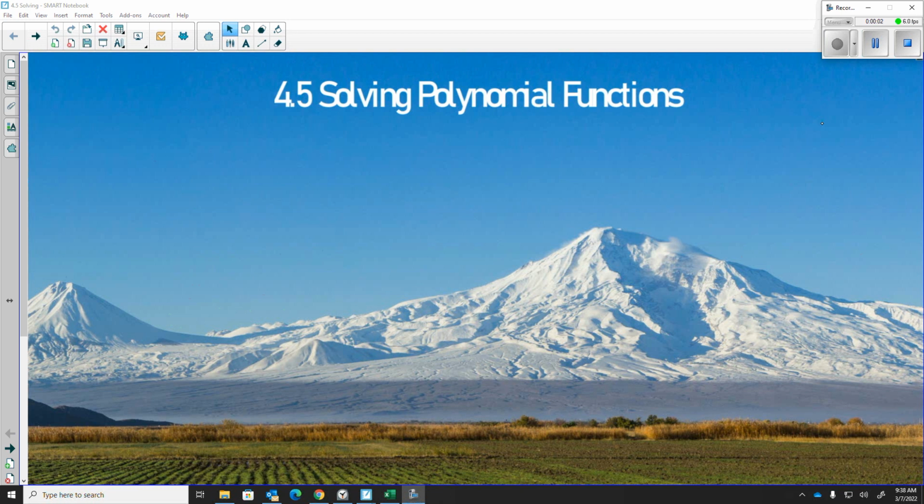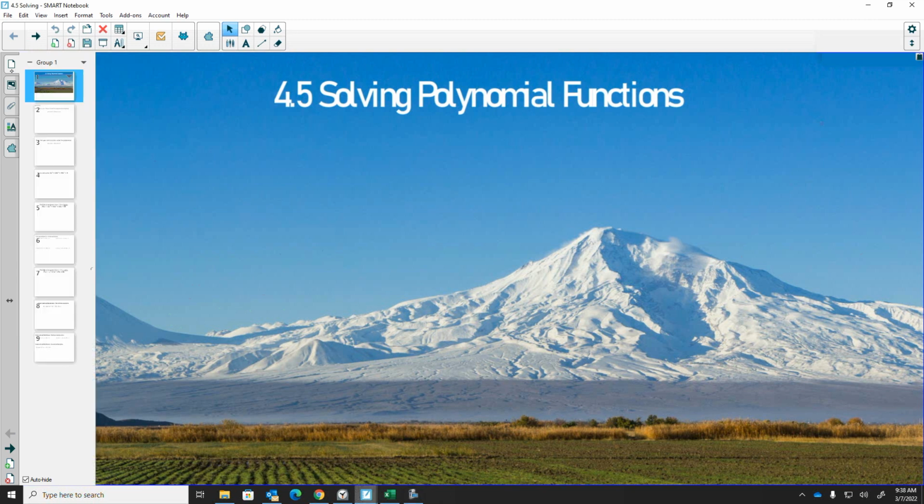Solving polynomial functions. That's what we're talking about. On Friday, we talked about factoring polynomial functions. This is really just going to add one more step to what you were doing on Friday. All right, it's not going to be too crazy, or at least I hope it won't be too crazy.